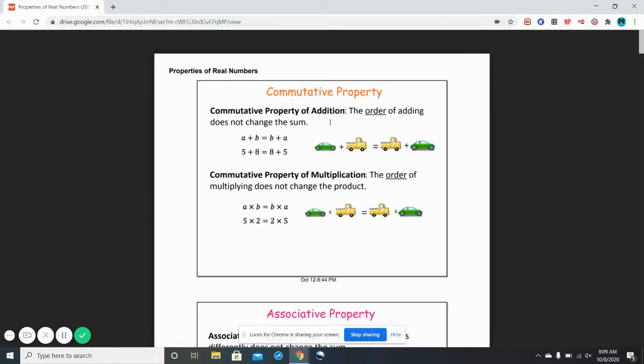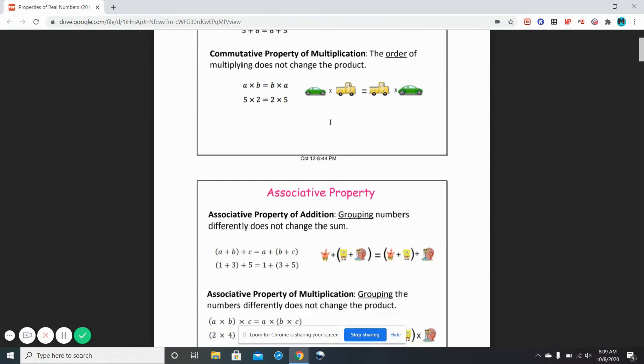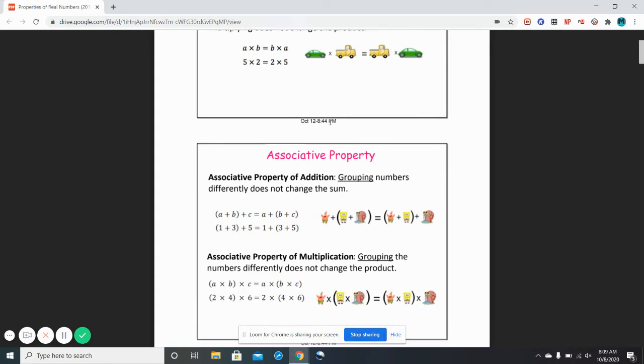Then the commutative property of multiplication: the order of multiplying does not change the product. That means A times B would be the same as B times A, because it's the same thing. As long as you have those two numbers, they can be flipped, and it would still be the same.